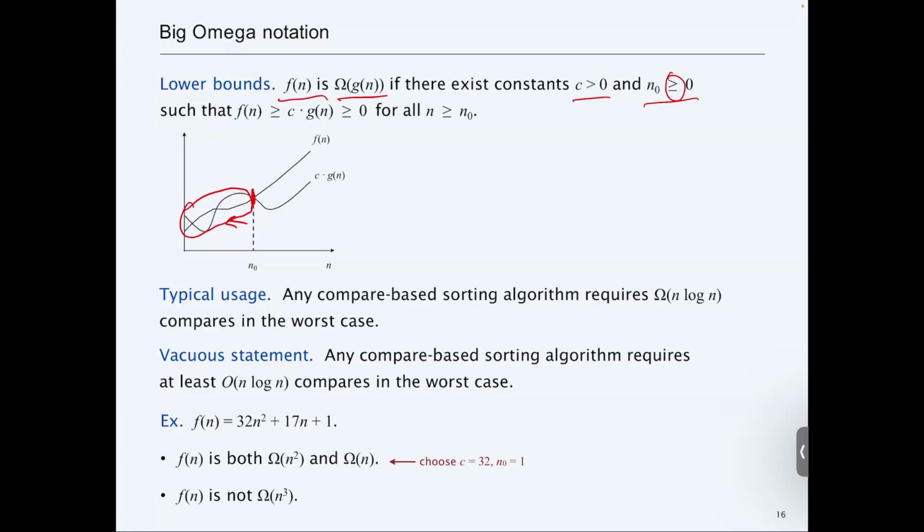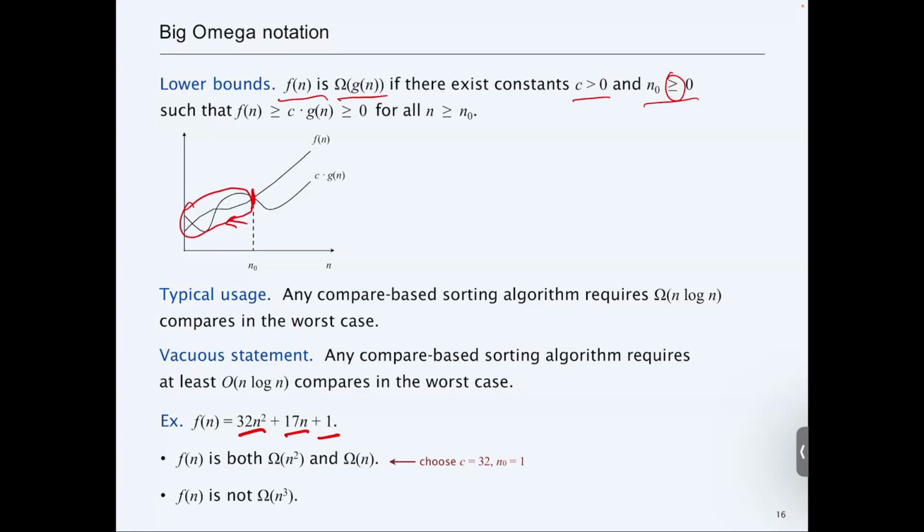As an example, think about this. Let's say you have 32n squared plus 17n plus 1. This thing is omega of n squared because eventually that quadratic term is going to dominate. The 32n squared is the thing that is dominating the growth here. But it's also omega of n, and it's also omega of 1, but it is not omega of n cubed, because the n cubed is going to grow faster than that particular function.